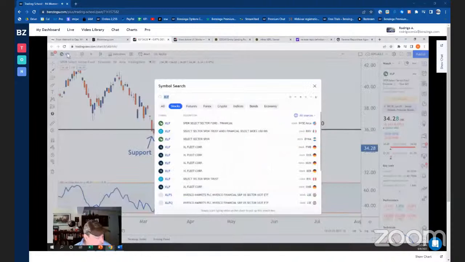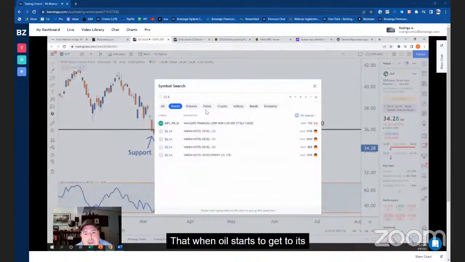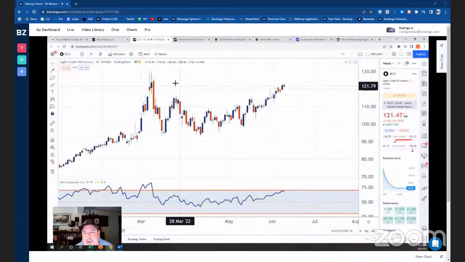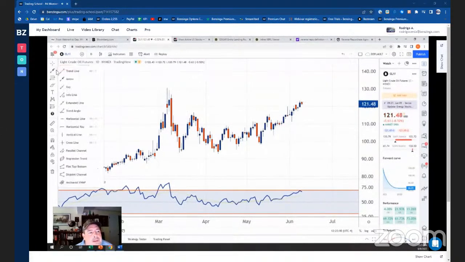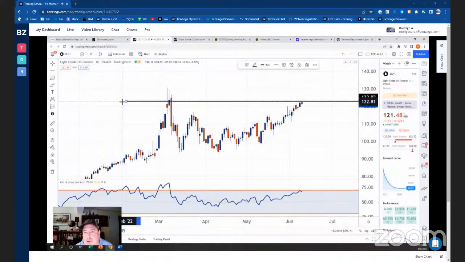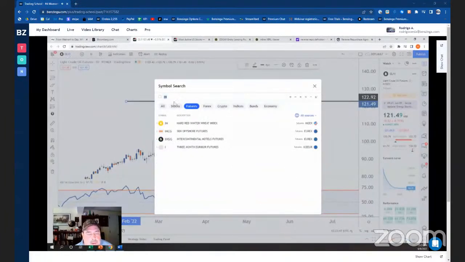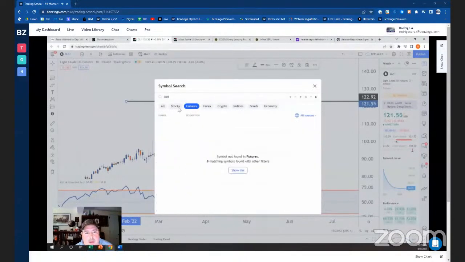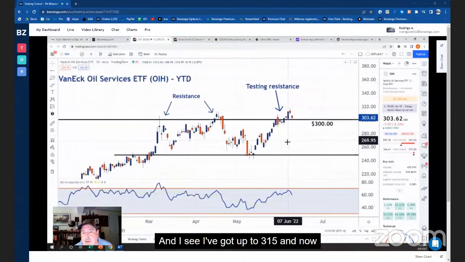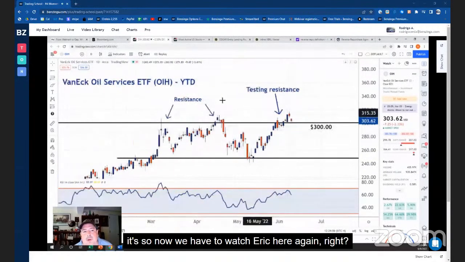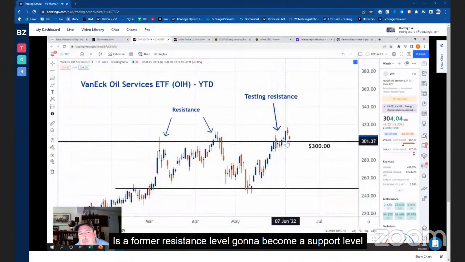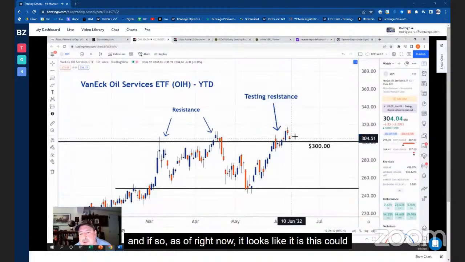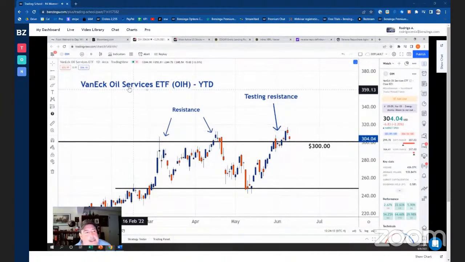And notice too, I think I said yesterday that when oil starts to get to its recent highs, that's where you'll probably see some profit taking in some of these oil companies. And sure enough, look at the OIH that we looked at whenever it was. I see it got up to 315, and now we have to watch here again, right? Is a former resistance level going to become a support level? And if so, as of right now, it looks like it is. This could set the stage for another move higher here.